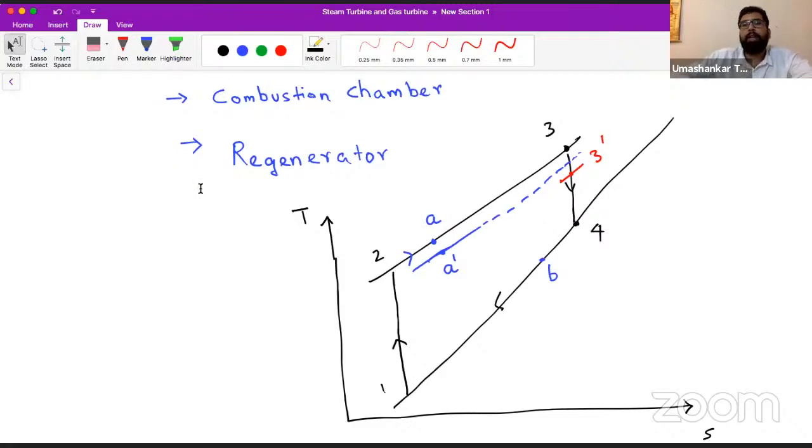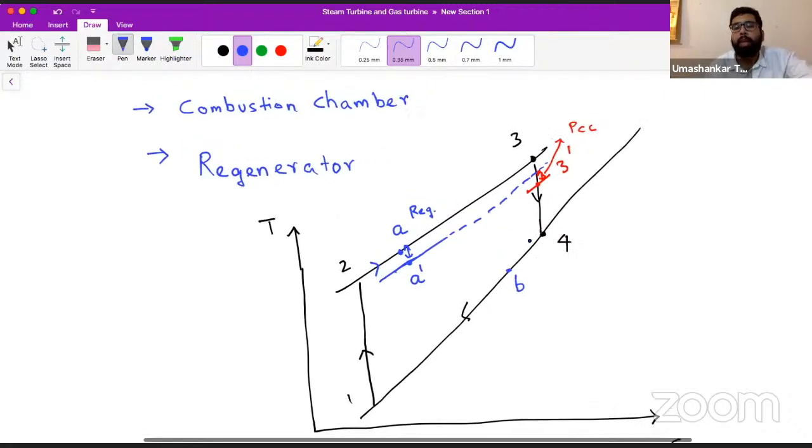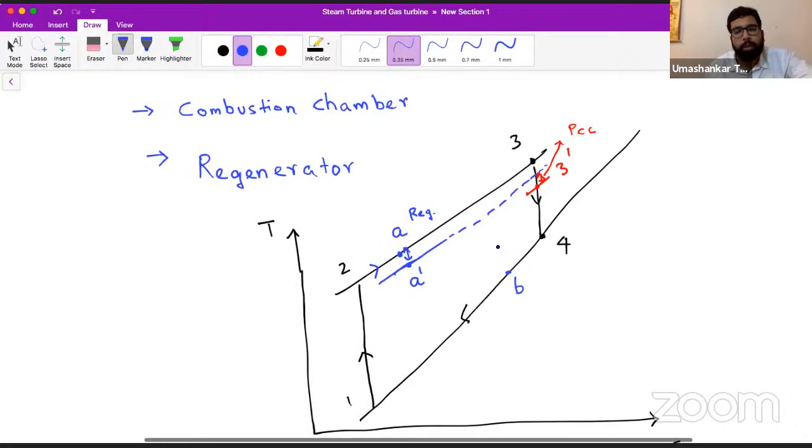So if in the combustion chamber also pressure loss is happening, there will be one more pressure loss. This red pen pressure loss will be in the combustion chamber. This blue pen pressure loss will be in the regenerator. So what actually will happen? Before entering the turbine, the pressure will be reduced. So definitely we are not going to get the output that we get without the pressure loss.